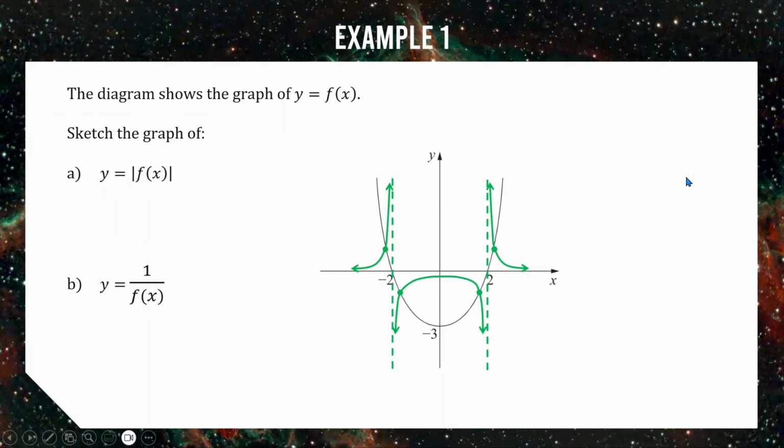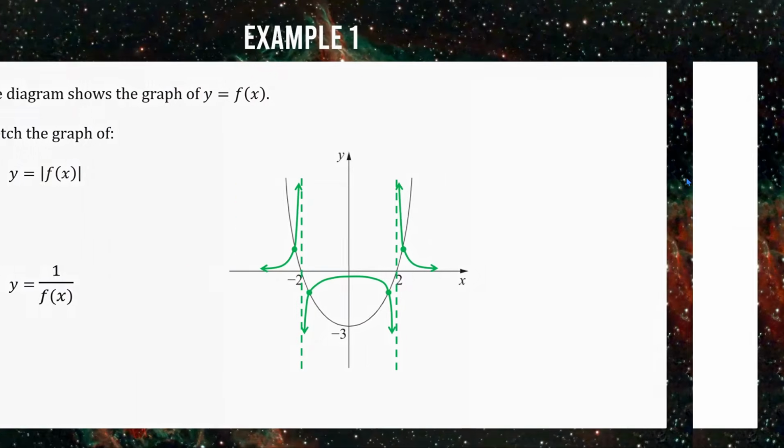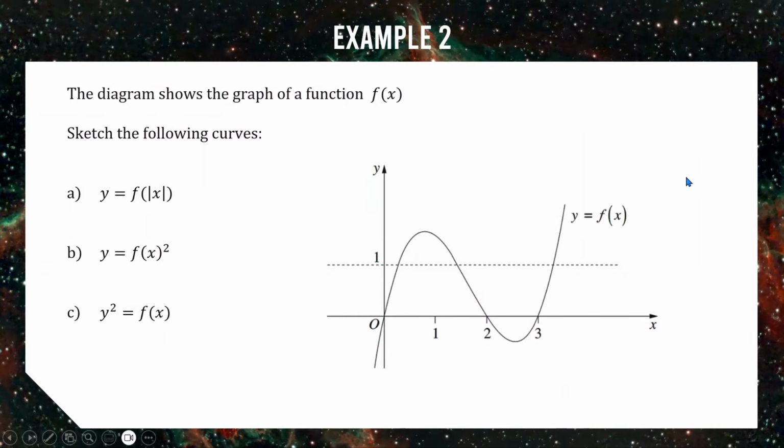Okay, example 2, I think we're going to do 2 or 3 today. Here's the second one. We have this funky looking graph that I stole from a very old extension 2 paper, I believe. All this further graphing stuff used to be in extension 2, and these days it's extension 1, but who cares? Why am I talking about this? Okay, for part A, we are going to sketch the function of absolute value x.